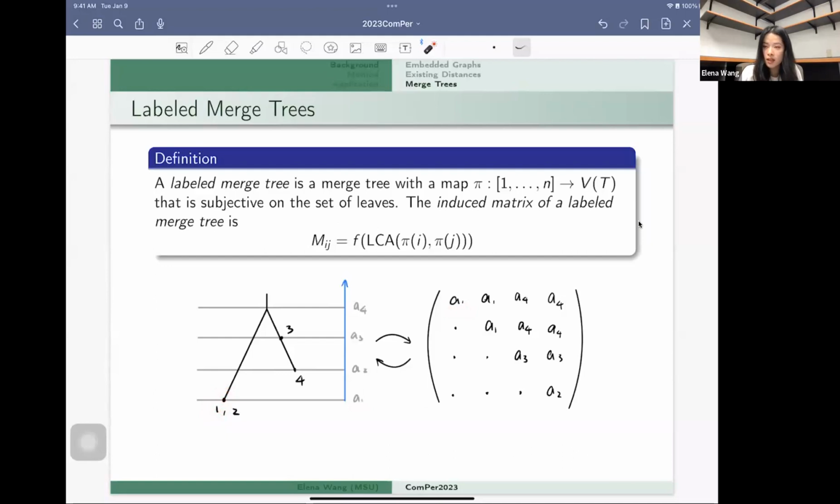And for the non-diagonal entries, for example, if I pick the entry 1, 3, we find the vertex labeled 1 and the vertex labeled 3, and we find their merge point, which is here. We find that vertex's height value, which is A4, so A4 goes here. That's how we populate the rest of the matrix.